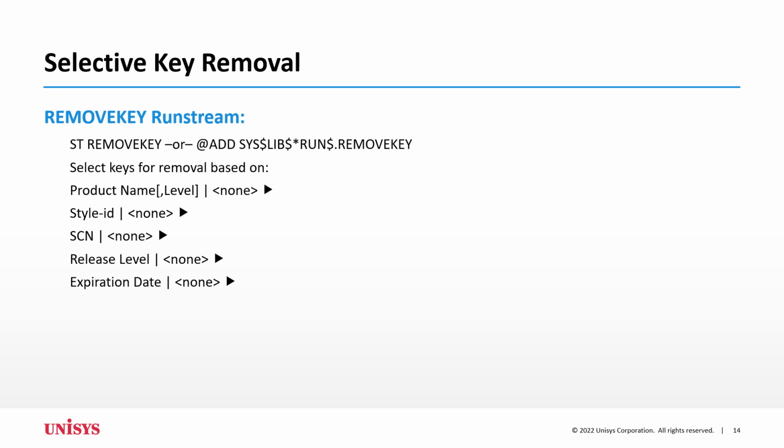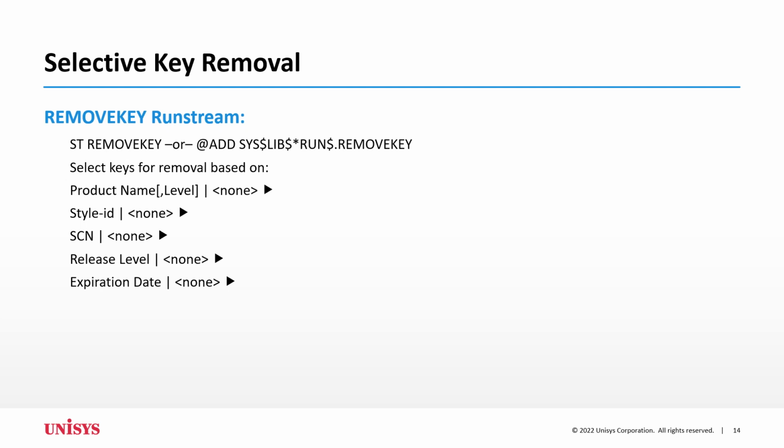Again, leading spaces are optional for style ID, but embedded spaces are required. And leading zeros are required for SCN. An asterisk wildcard character is supported for all attributes except expiration date. An asterisk at the end of an entered string extends to the defined length of the attribute. If an expiration date is entered, only keys with an expiration date older than the specified date are selected. Any combination of criteria may be specified. Only keys that match all specified criteria are removed.